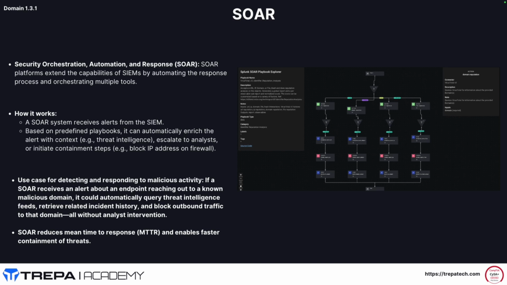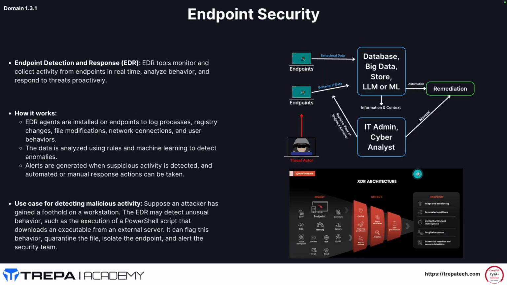So, again, how you configure it depends on what it's going to do. It's either going to go contain for you or escalate it to us and send us an alert. So use cases for detecting and responding to malicious activity: if a SOAR receives an alert about an endpoint reaching out to a known malicious domain, it can automatically query threat intelligence feeds, retrieve related incident history, and block outbound traffic to that domain. So it can do detection and prevention for us.